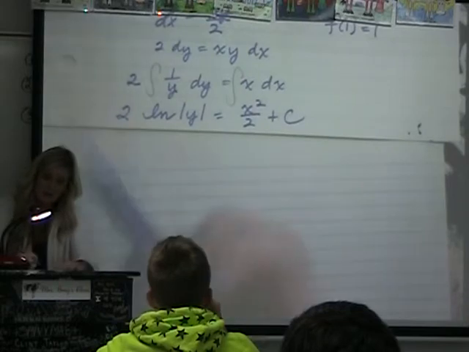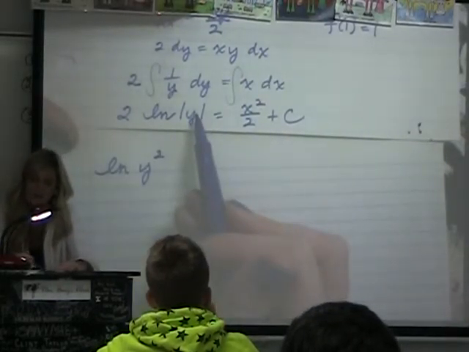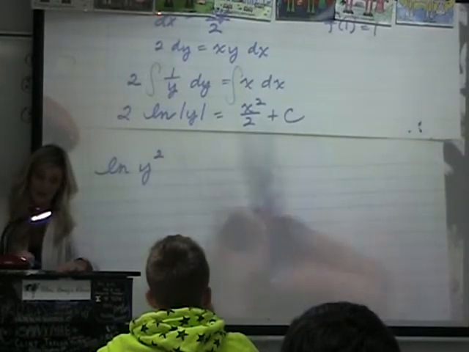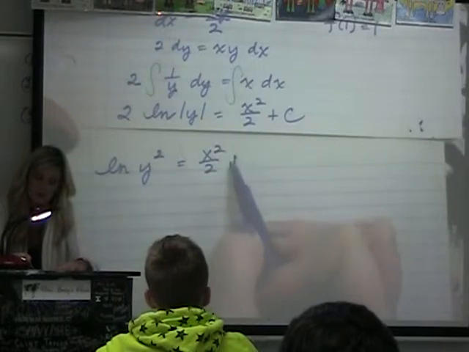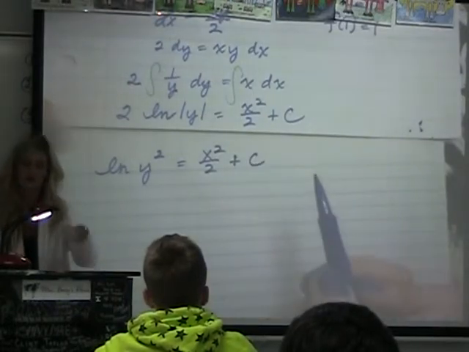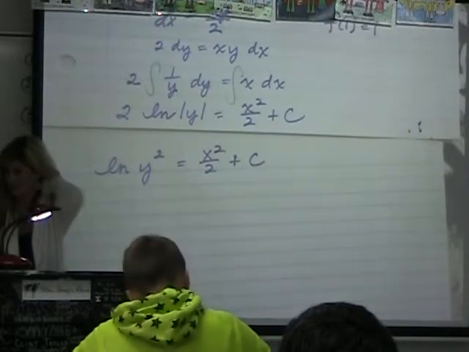All right, so I'm going to write mine as ln of y squared. I no longer need the absolute value because I'm squaring my y, equals x squared over 2 plus c. Now, before I go any further, I'm going to figure out what c is.